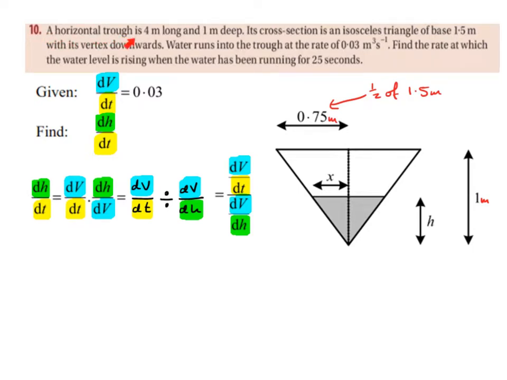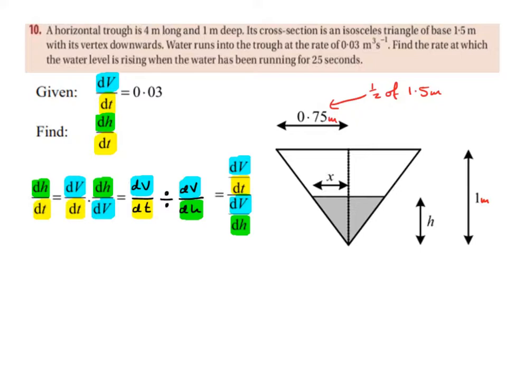A horizontal trough is 4 meters long and 1 meter deep. Its cross section is an isosceles triangle of base 1.5 meters with its vertex, so its corner, downwards. Water runs into the trough at a rate of 0.03 meters cubed per second. Find the rate at which the water level is rising when the water has been running for 25 seconds.